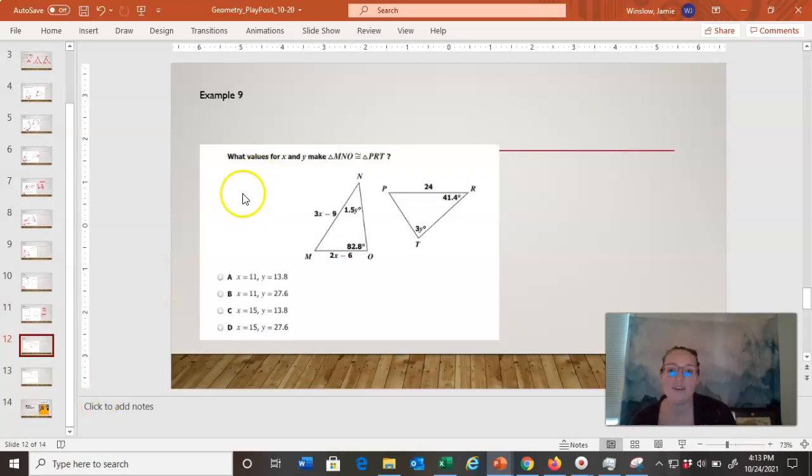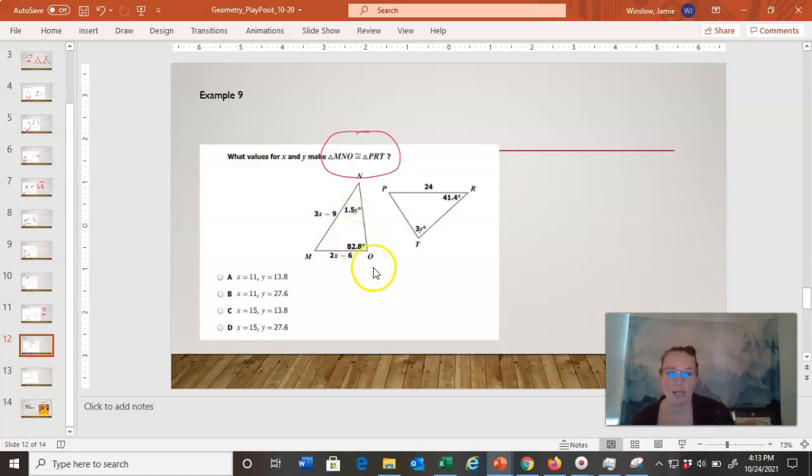What is the value for x and y that make these triangles congruent? So let's look. Where's x? Here's x, and here's x. And the y is in the angles, right? So we want to try to solve for x and y, because if you look at the answer choices, that's what they've done. And we know that if the triangles are congruent, it means the parts are equal. So let's match up the parts.